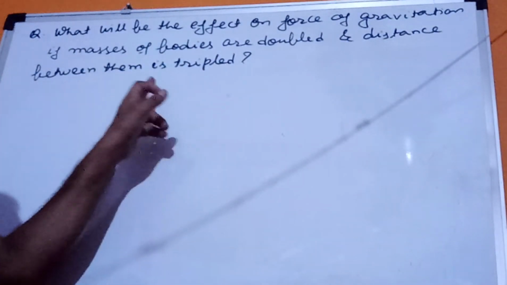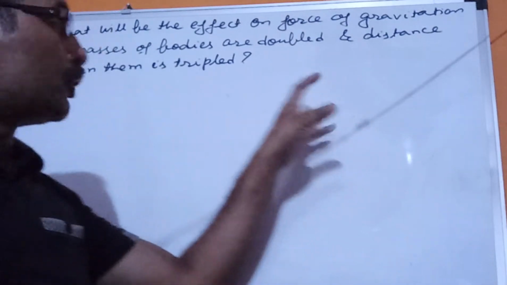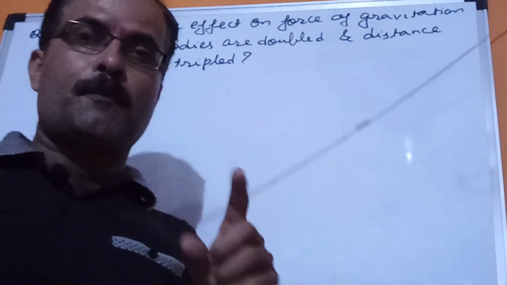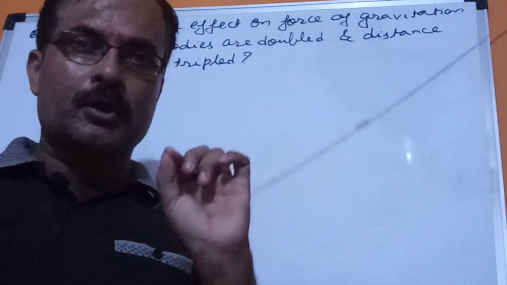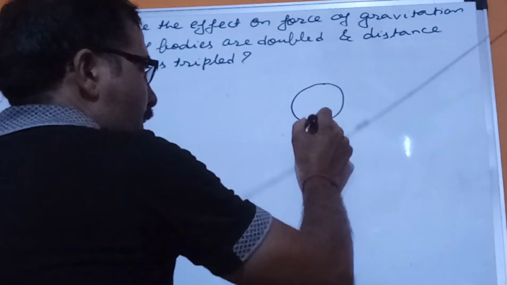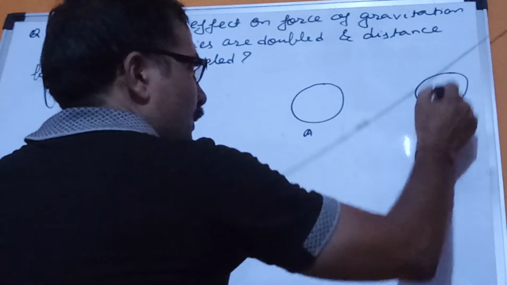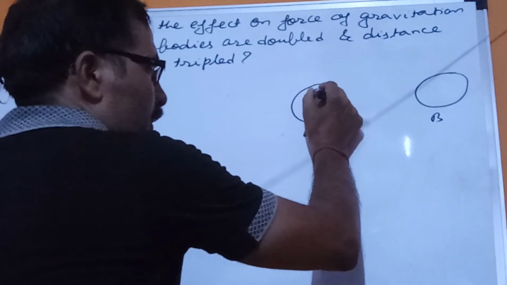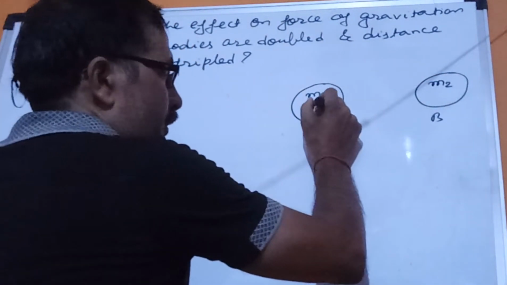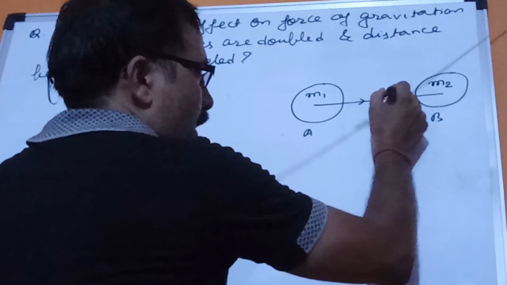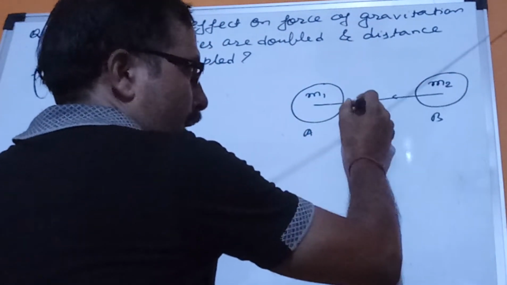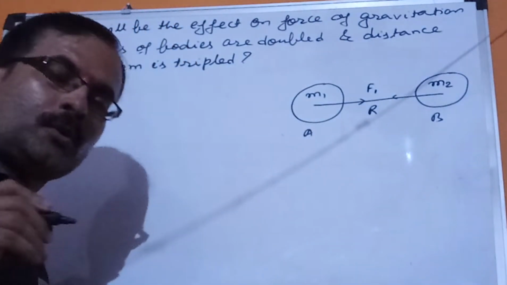First of all, for this question, if no data is given and the question asks what will be the effect on force of gravitation, we first have to make an equation ourselves. Suppose there are two bodies, body A and body B. Mass of body A is m1 and mass of body B is m2, the distance between their centers is r meter, and the force of gravitation acting between them is F1.